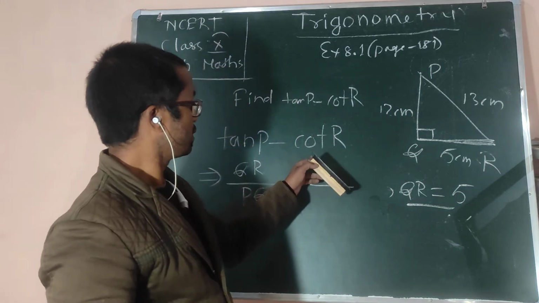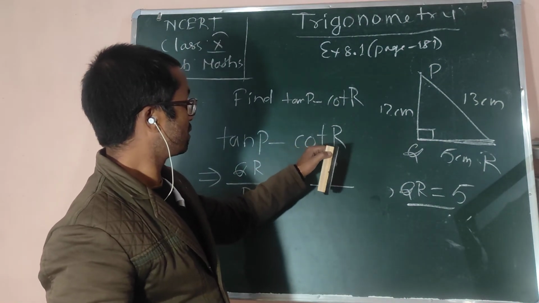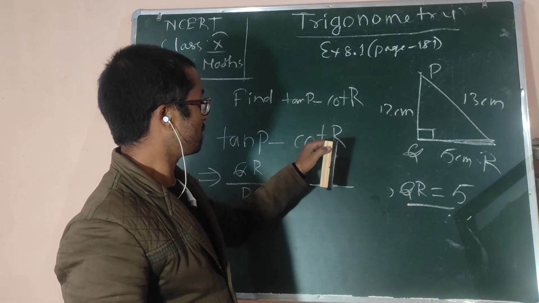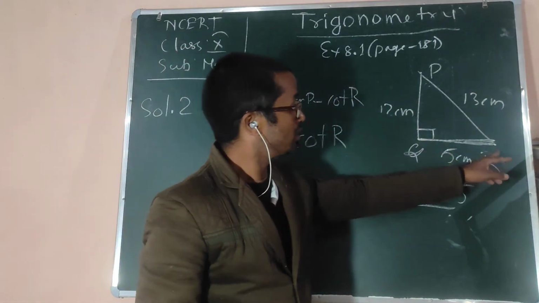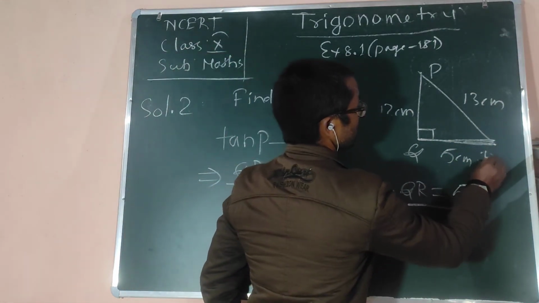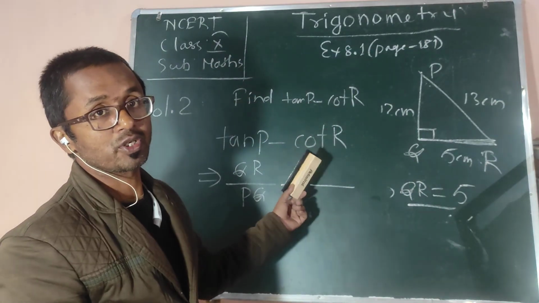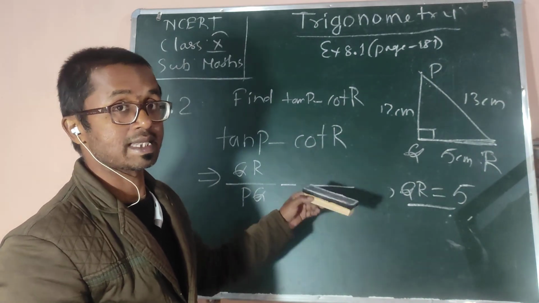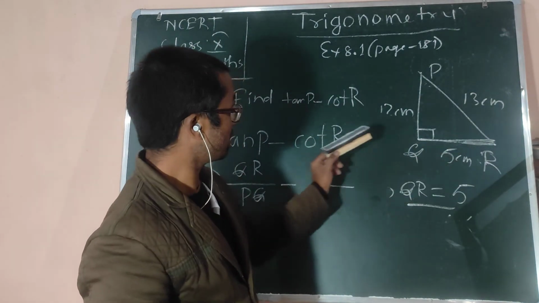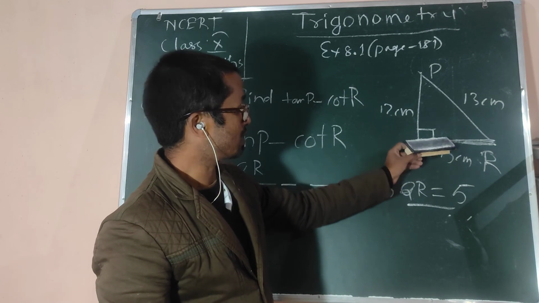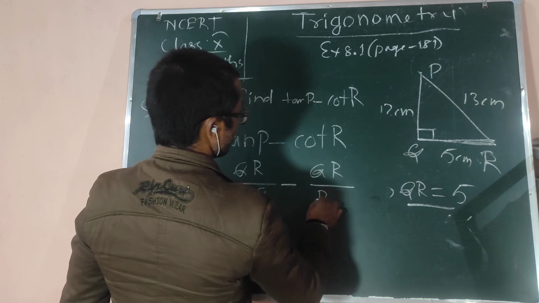If you forget cot R, remember tan, then take the reciprocal. This is a technique only, don't blindly memorize it. If you forget the ratio of cot R, then go for tan with the same angle. So tan R will be opposite side by adjacent side, this one. For cot R, take the reciprocal, then adjacent side by opposite side. That is QR by PQ.